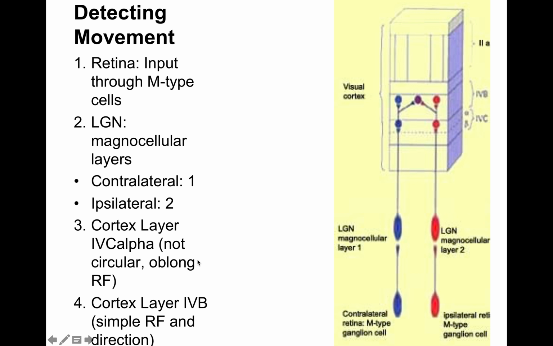So let's take a quick look at what we have. The retina is here, with retinal input coming in through these M-type ganglion cells that we talked about before, with broad, diffuse dendritic arborizations. Then we have the magnocellular layers, if you remember, layers 1 and 2, that are receiving inputs from the contralateral and ipsilateral eye. These go up to these cortical layers alpha that have relatively oblong receptive fields, and then on to these simple receptive fields that I was describing up here in layer 4B.